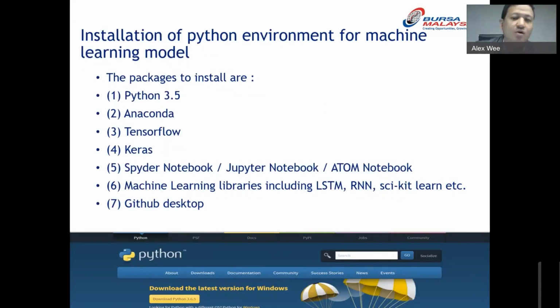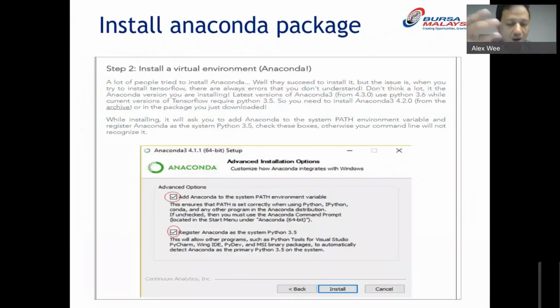It comes together in Anaconda. Last time we used to install one by one. Now you just have to install Anaconda. Everything will come with it.